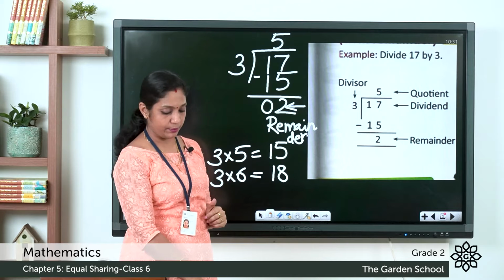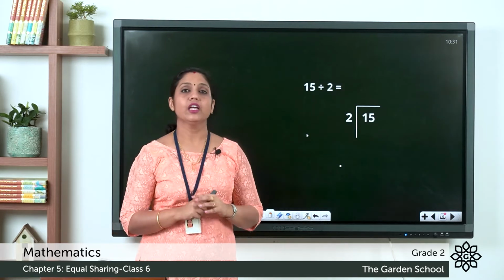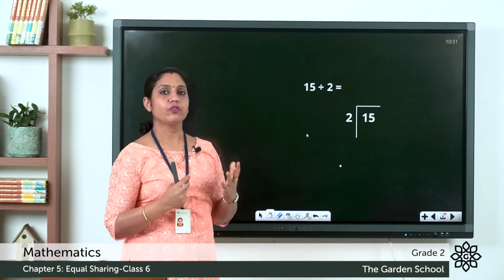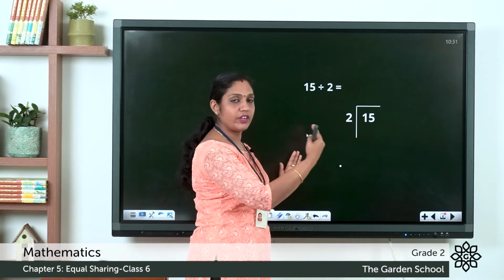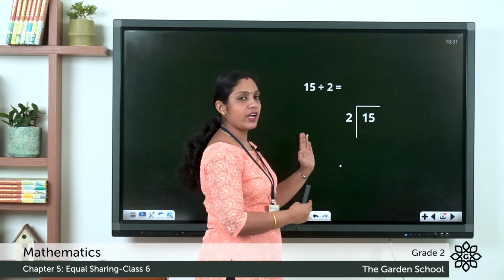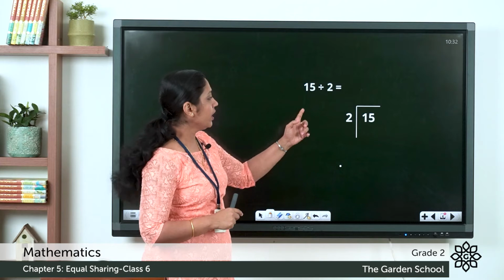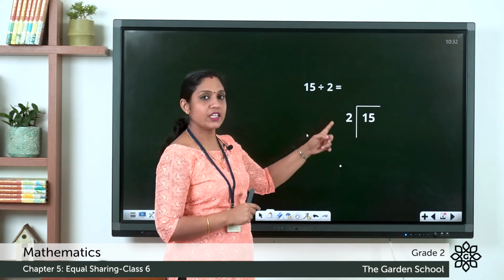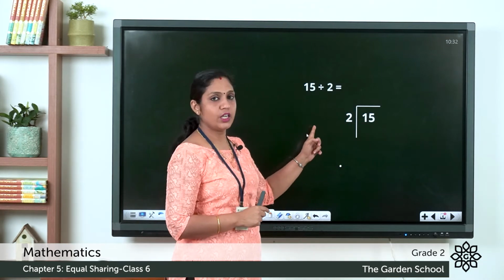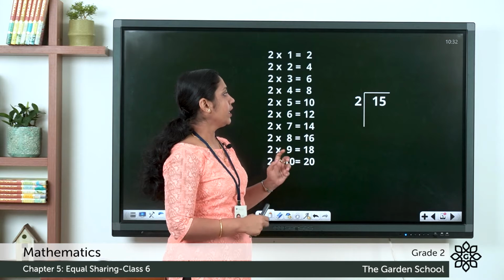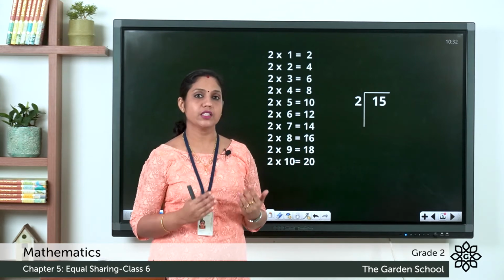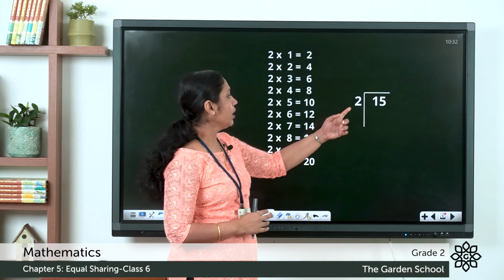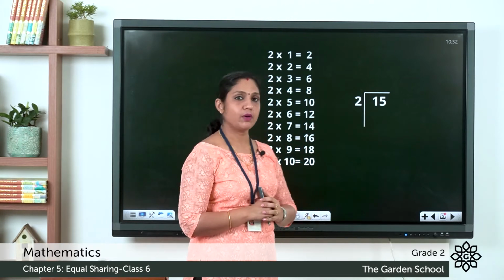Let's take another example. Here we have 15 divided by 2. For that, first what do we have to do? We have to draw a line and write the dividend inside the line and the divisor outside the line. So here the dividend is 15 and the divisor is 2. Next, we have to check the table of 2. How many times in the table of 2 do we get the number 15? So just revise the table of 2.